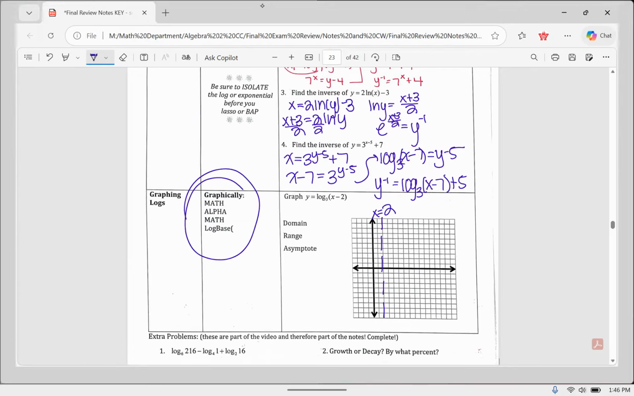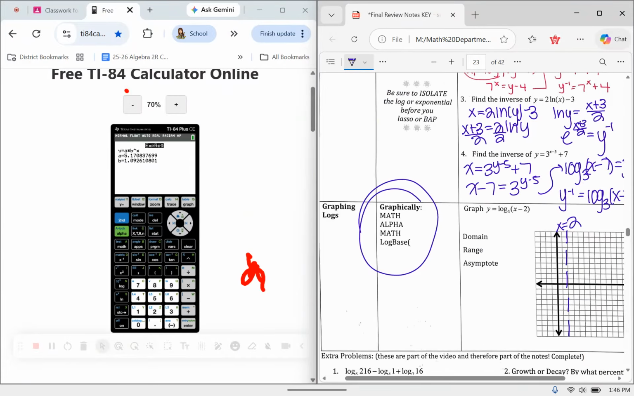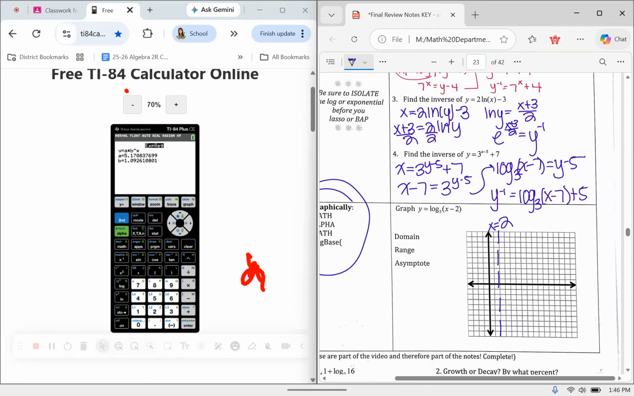All right, let me pull my calculator back up and see if I can get these side by side here. If I go to y equals and type math, alpha, math, there's my log base, and I literally can just type in what I need. Now, a quick little graph will show you what it looks like, and then going to your table of values, you can see the error at 2 because that's where the asymptote is.